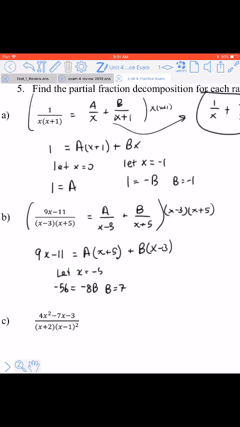Okay, so now that I know what b equals, I need to find out what a equals. So I need b to disappear. If I want b to disappear, I've got to plug in a 3 for x, because 3 minus 3 would be 0. So I'm going to now let x equal 3.